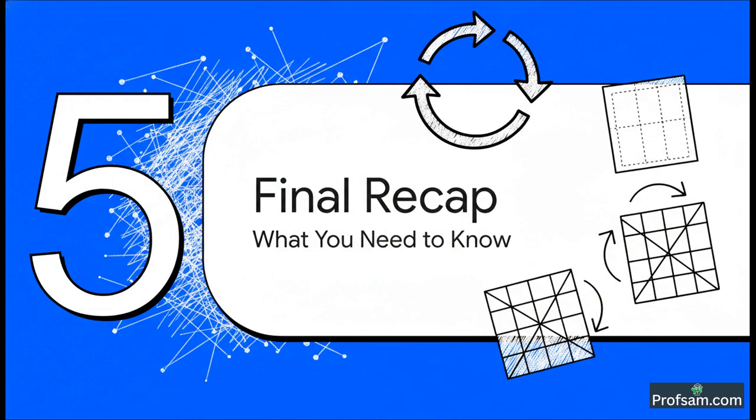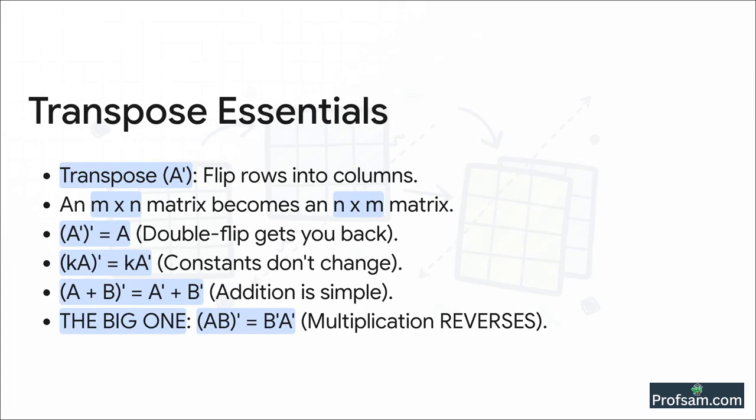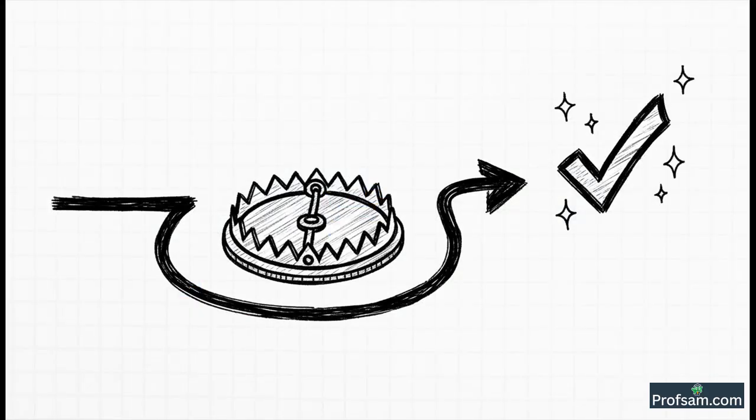to lock in all the main points. So what did we learn? 1. Transpose just means rows become columns. 2. An m by n matrix becomes an n by m matrix. 3. Transposing twice gets you back to the original. 4. Constants and addition are simple and straightforward. And 5. The big one, for multiplication, the order reverses. AB transposed is B transpose A transpose. And honestly, that's everything you need to know.